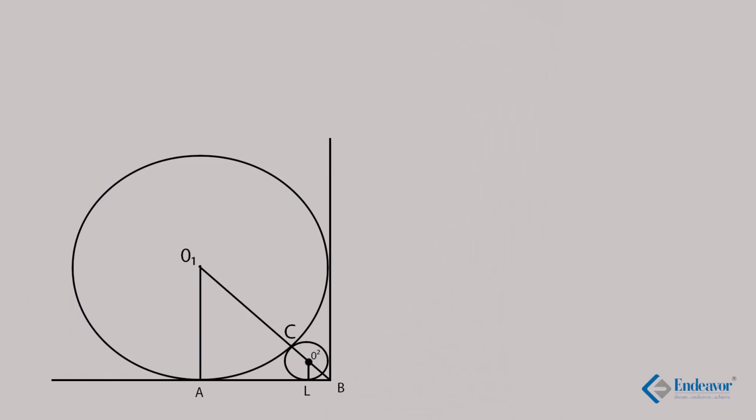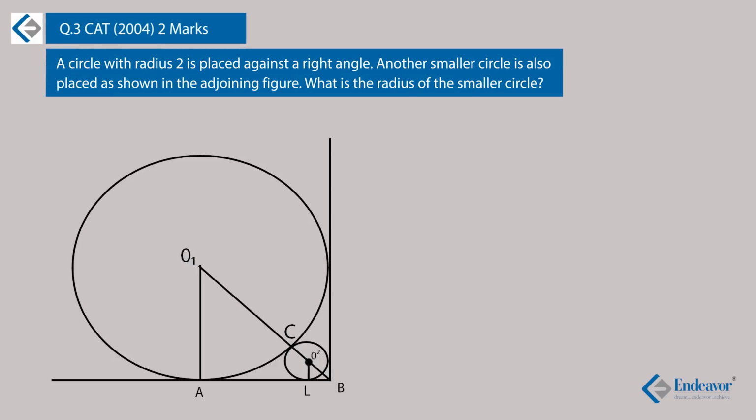Let us move on to the third question, which is also a CAT 2004 question, but this one is based on circles and it really looks scary. Let's have a look. A circle with radius 2 is placed against a right angle. Another smaller circle is also placed as shown in the adjoining figure.